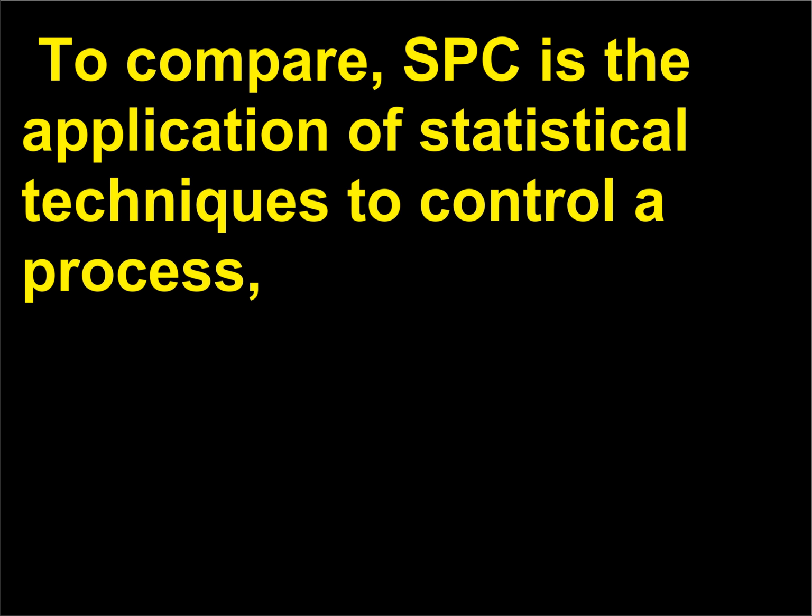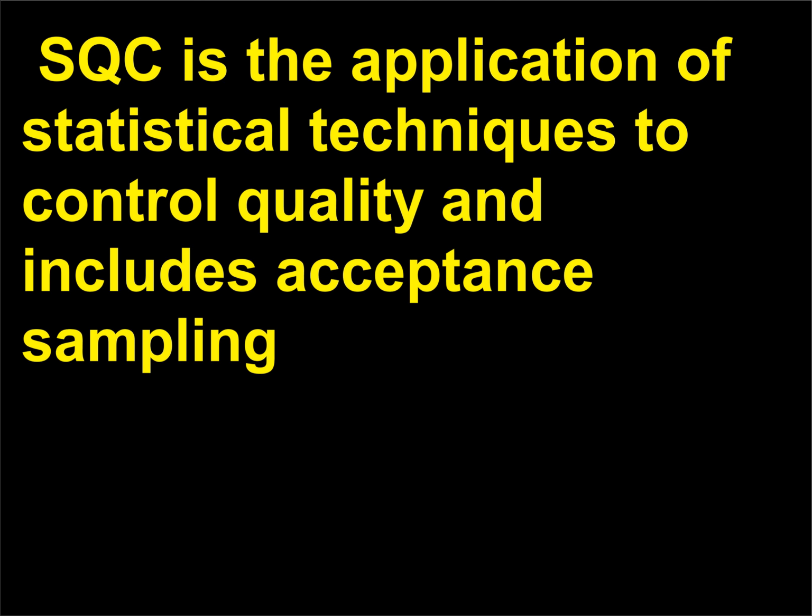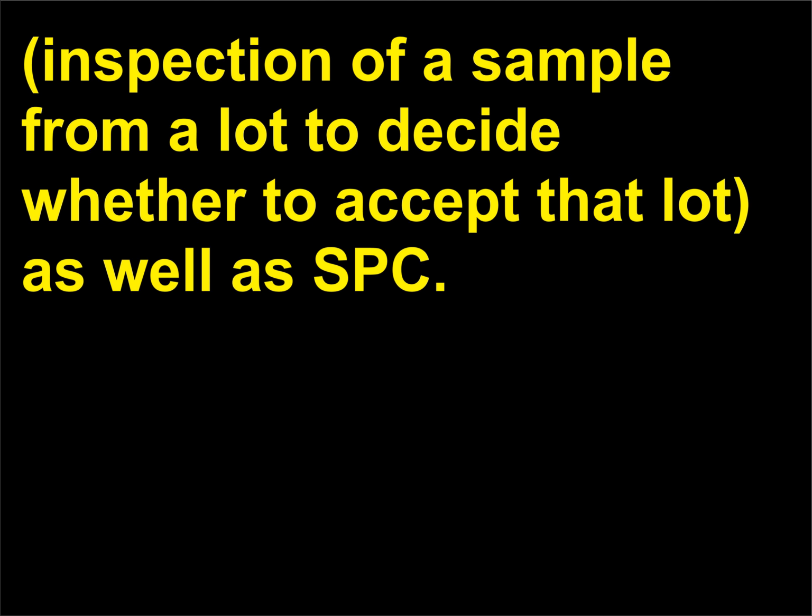To compare, SPC is the application of statistical techniques to control a process, reducing variation so that performance remains within specific limits. SQC is the application of statistical techniques to control quality and includes acceptance sampling, inspection of a sample from a lot to decide whether to accept that lot, as well as SPC.